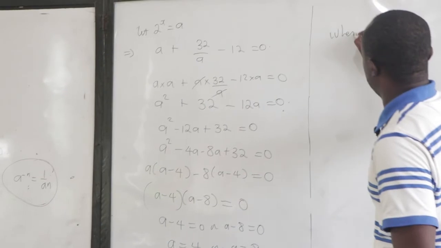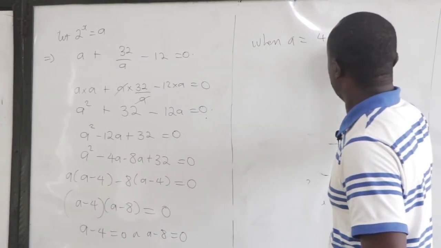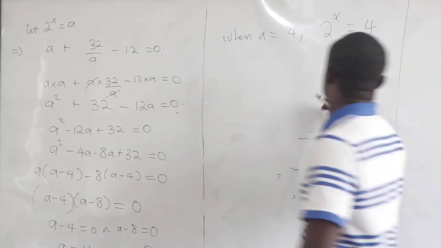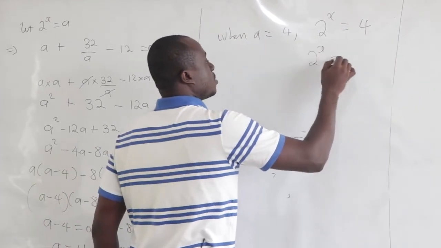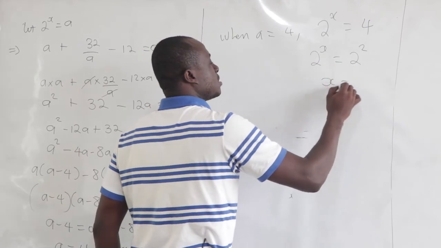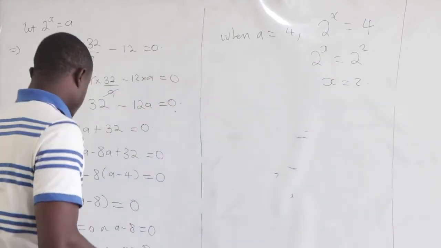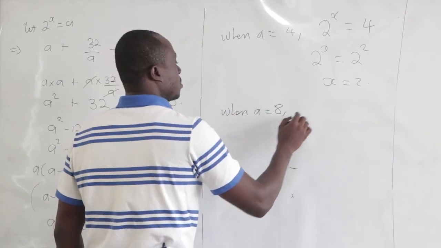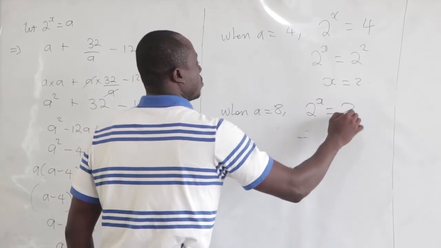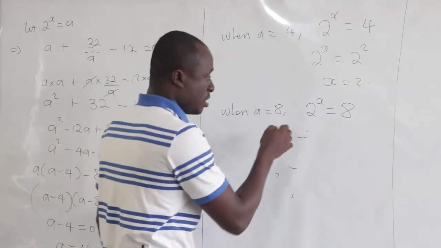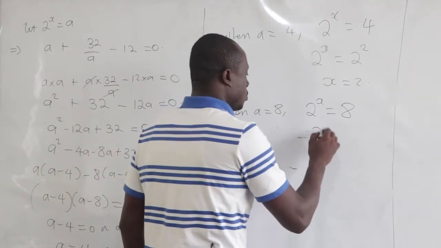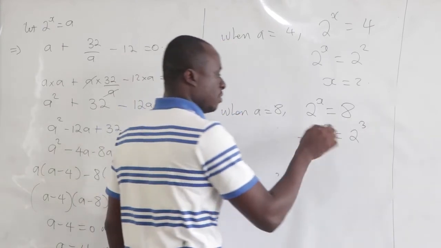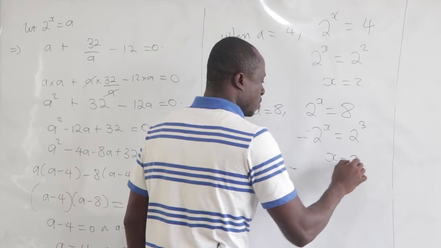So when a is 4, you have 2 to the power x equal to 4. We have to make the bases the same. So 2 to the power x equal to 2 to the power 2. Clearly x is 2. And then the other one, that is when a is 8. So we have 2 to the power x equal to 8. Here we have to make the bases the same. 2 to the power x equal to 2 to the power 3. 2 to the power 3 will give us 8. We can equate the exponents, x is equal to 3.